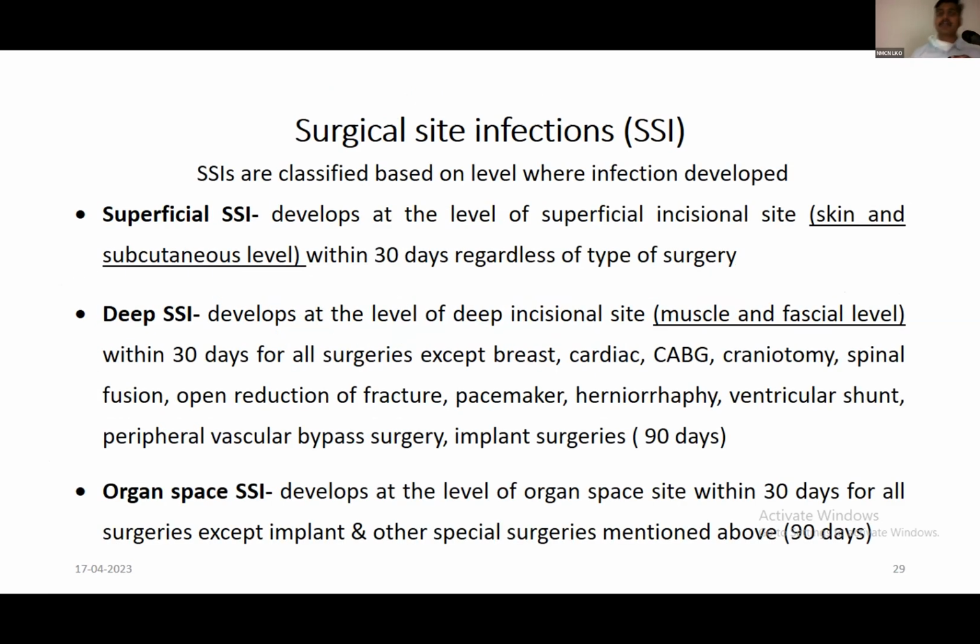Surgical site infections are classified according to the level of infection where it develops. It can be superficial. It develops at the level of superficial incision site like skin and subcutaneous level within 30 days of surgery. Deep surgical site infection can develop at the muscle and fascial level within 30 days of surgeries, except surgeries like breast, cardiac, CABG, craniotomy, pacemaker implantation, or peripheral vascular bypass and implant surgeries. Organ space surgical site infection develops at the level of organ space within 30 days for all the surgeries except implant surgeries as mentioned above.